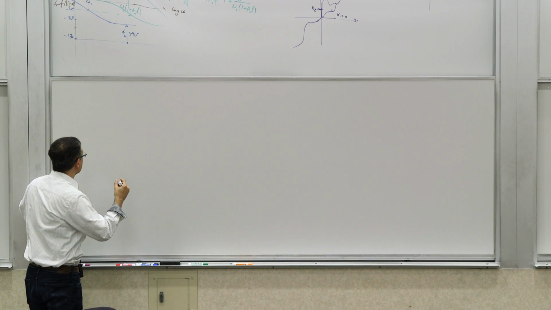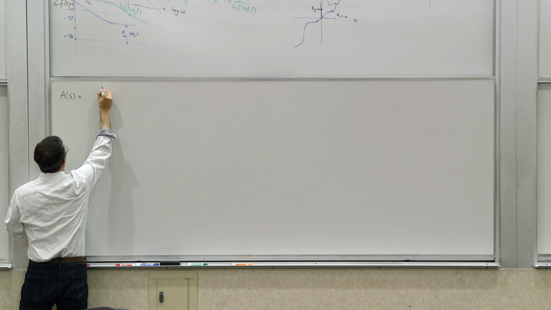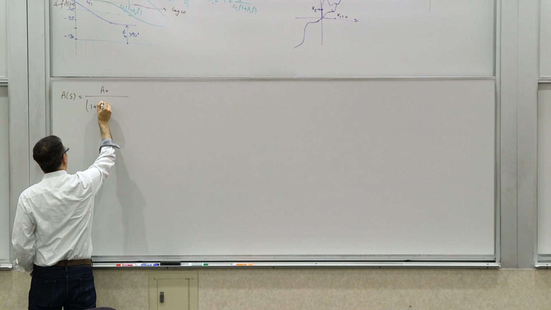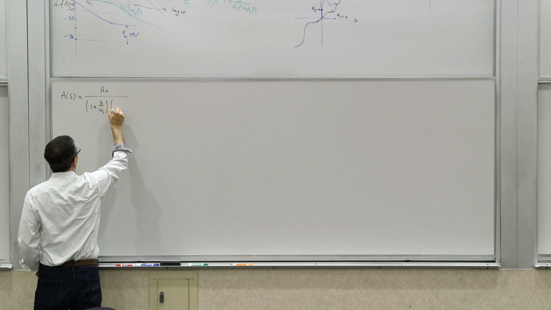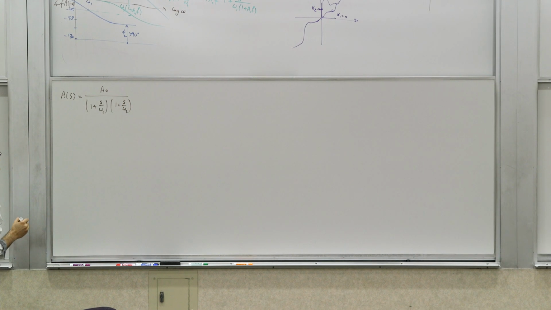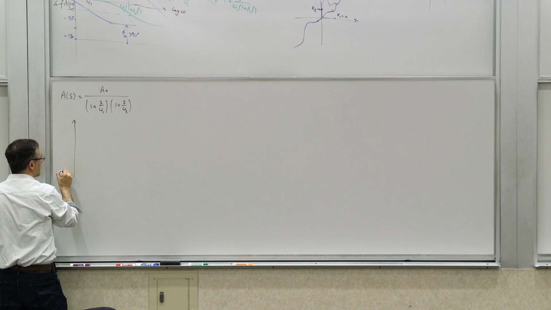So second order system. What does a second order system look like? So A of s is A0, and let's say this has two poles and no zeros at this point: 1 plus s over omega 1, 1 plus s over omega 2. Now let's redo similar things.